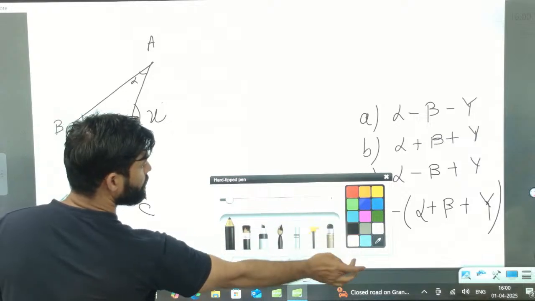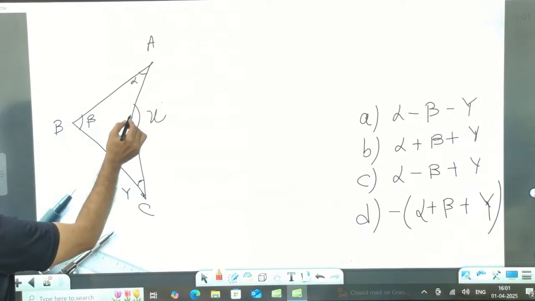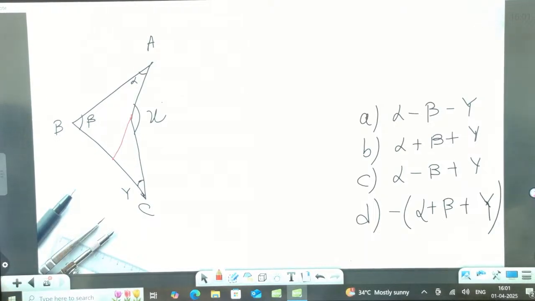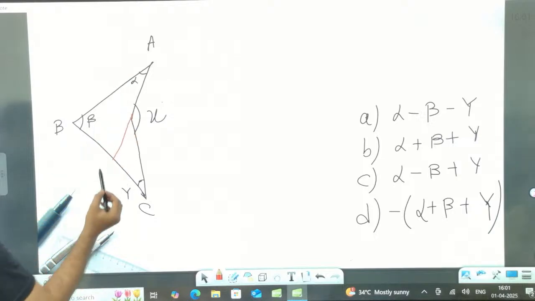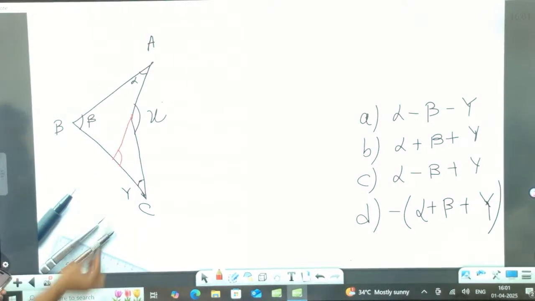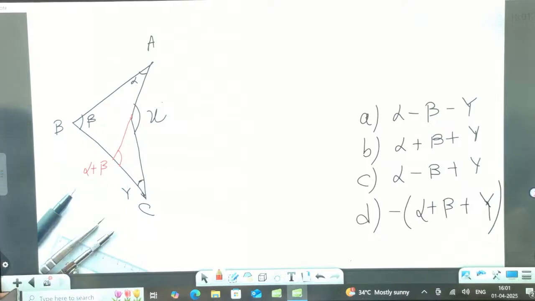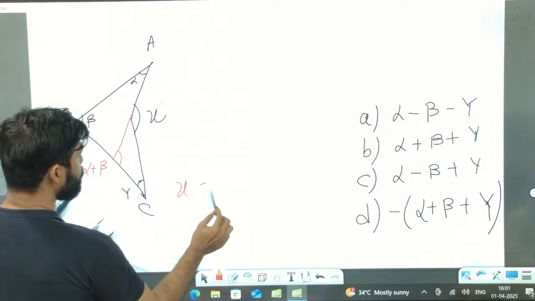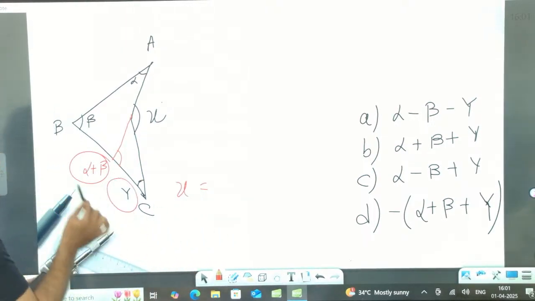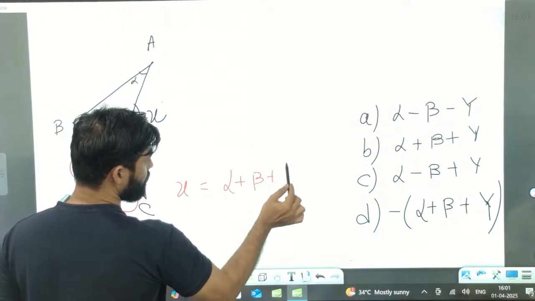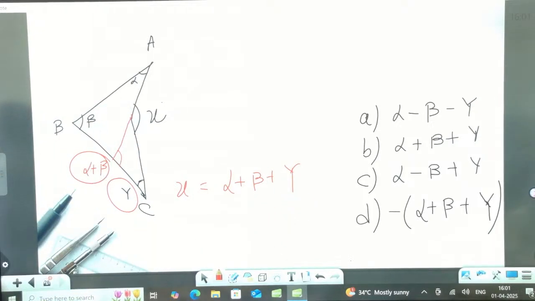Look at the board now. We can draw a straight line here, and we know that this angle will be what? Alpha plus beta. So name this angle as alpha plus beta, and this angle is gamma, and x will be equal to the sum of these two interior angles. So this will be alpha plus beta plus gamma.